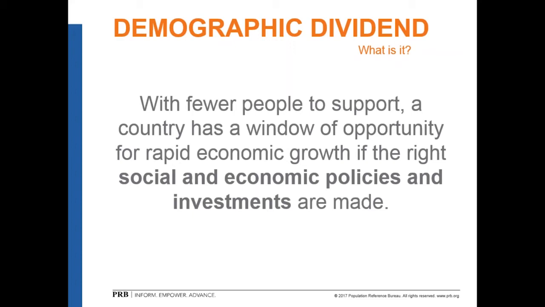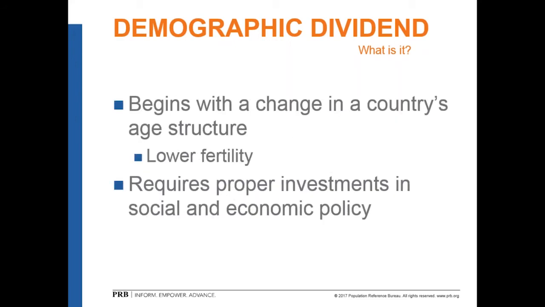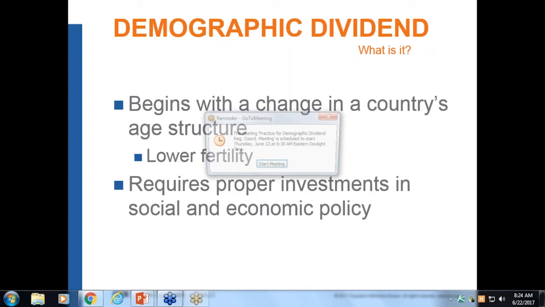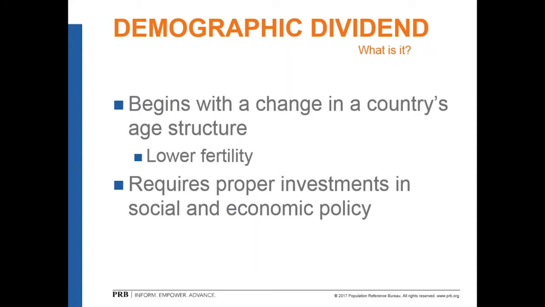With fewer people to support, a country has a window of opportunity for rapid economic growth if the right social and economic policies and investments are made. And I highlighted social and economic policies and investments because of their importance. So here are two essential things to know about the demographic dividend. It begins with a change in age structure. Without this change in age structure, the dividend or economic bonus won't be realized. The second thing to note is that it requires proper investments in social and economic policy.